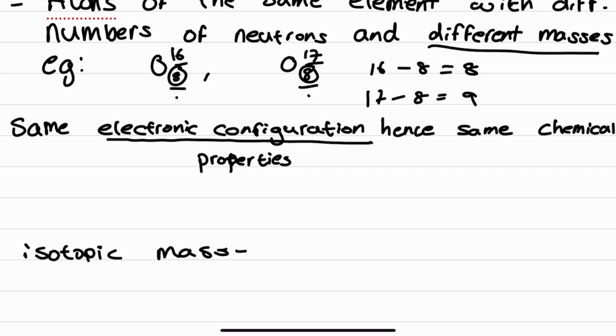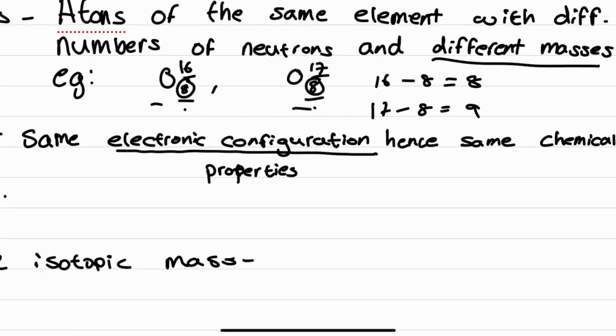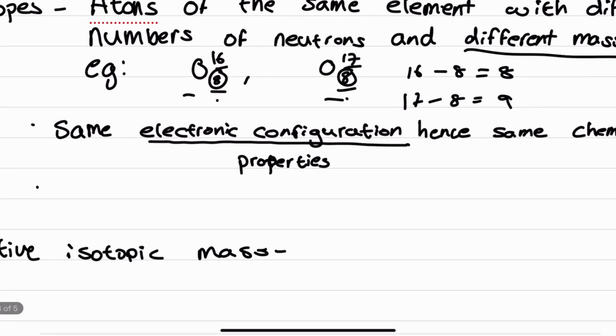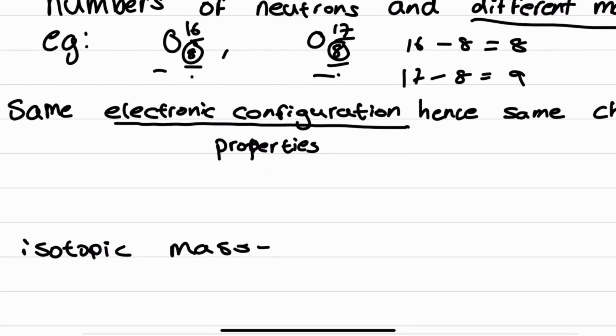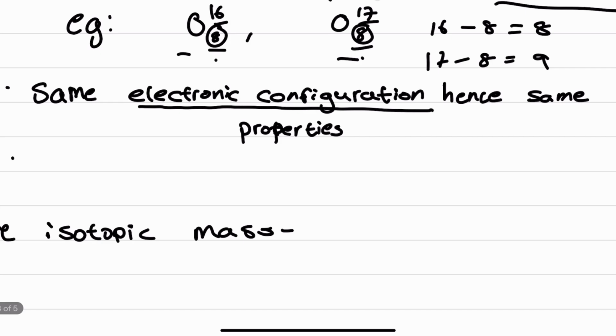Now, the reason why this is important is because it shows that it has the same chemical properties, meaning that this oxygen and this oxygen will react the exact same in a reaction because they have the same electronic configuration. The only thing that determines how a reaction takes place is how the electrons react with one another and how they interact. If they have the same electronic configuration, they will interact the exact same. But they do have different masses. So what does that mean?